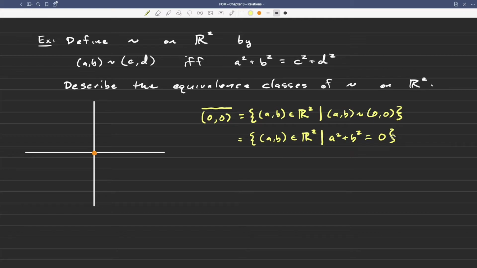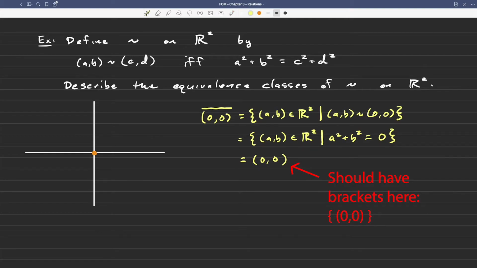Well, since A squared and B squared are both non-negative, the only way that this can give you zero is if both A and B are 0. If either A or B was non-zero, that sum of the squares would be strictly positive. So this just consists of the one point, 0, 0. 0, 0 is the only A comma B that can satisfy that equation. So interesting, this equivalence class only contains one single element. Well, let's pick a different element now.